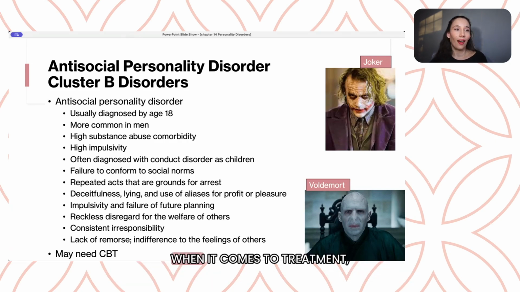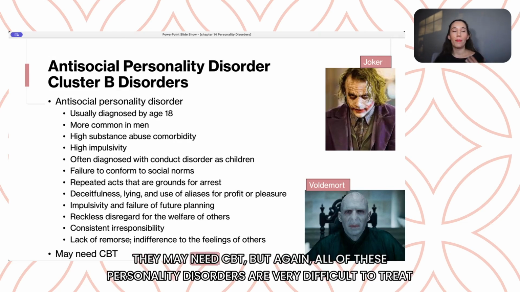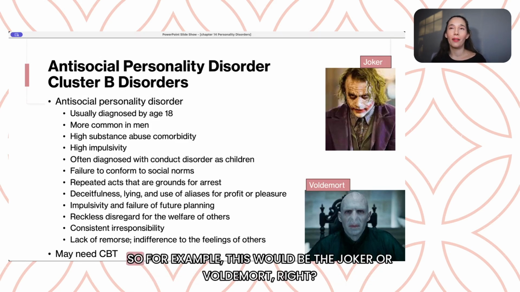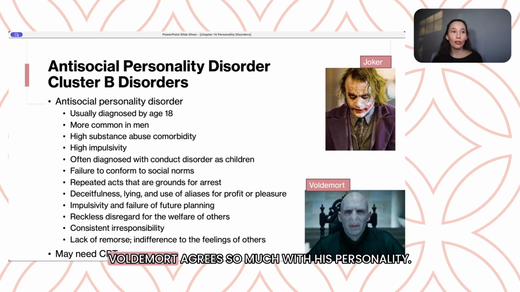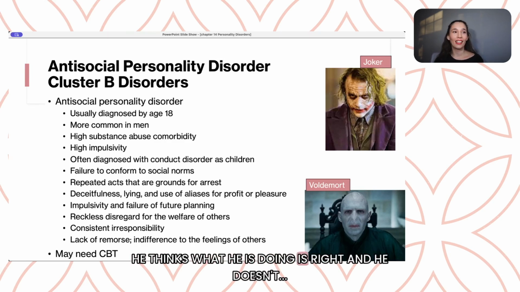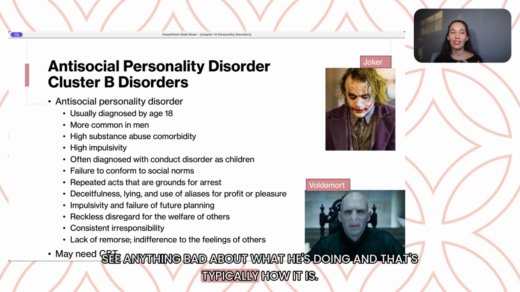feelings of others. When it comes to treatment, they may need CBT, but again, all of these personality disorders are very difficult to treat because typically they're egosyntonic and the people agree with their personality, right? So for example, this would be the Joker or Voldemort, right? You can think like Voldemort. Voldemort agrees so much with his personality. Like he is so egosyntonic. He thinks what he is doing is right, and he doesn't see anything bad about what he's doing. And that's typically how it is.